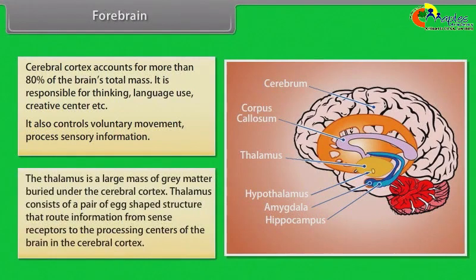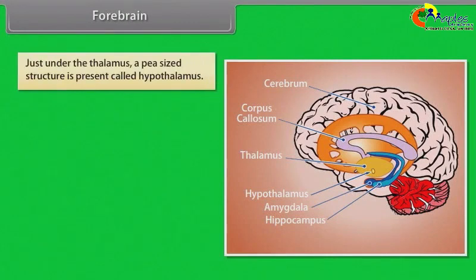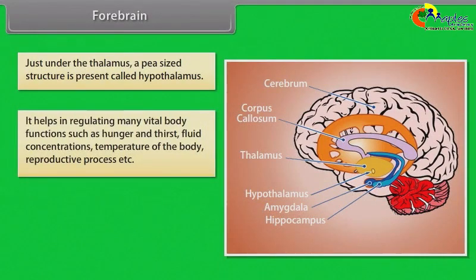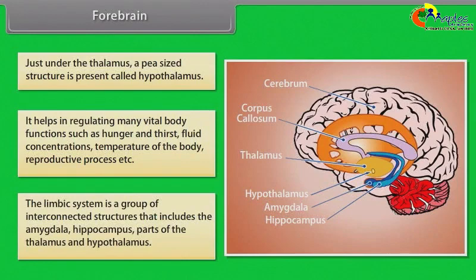The thalamus is a large mass of grey matter buried under the cerebral cortex. Thalamus consists of a pair of egg-shaped structures that route information from sense receptors to the processing centers of the brain in the cerebral cortex. Just under the thalamus, a pea-sized structure is present called hypothalamus. It helps in regulating many vital body functions such as hunger and thirst, fluid concentrations, temperature of the body, reproductive process, etc. The limbic system is a group of interconnected structures that includes the amygdala, hippocampus, parts of the thalamus, and hypothalamus.